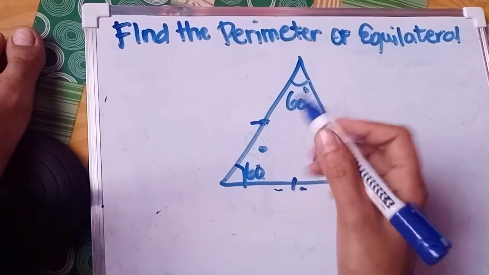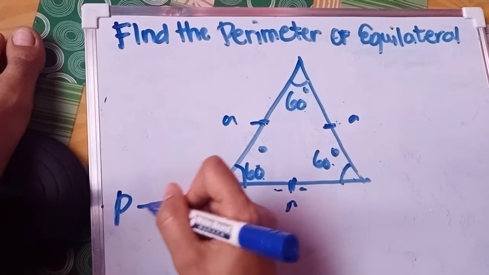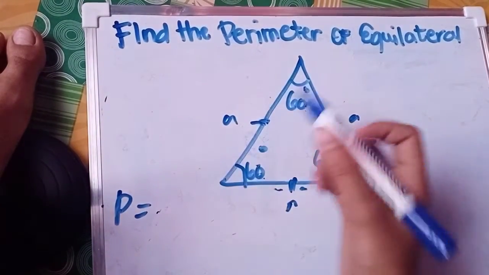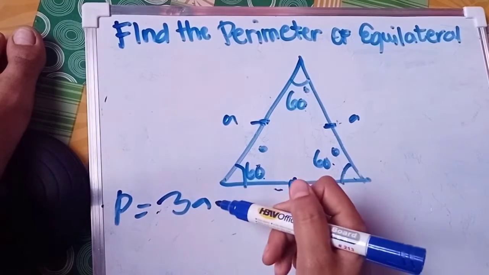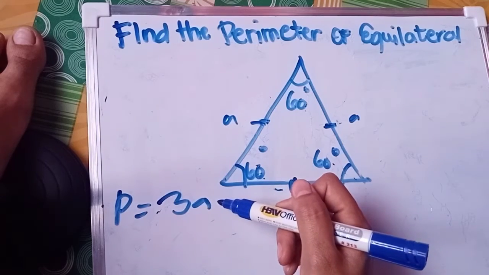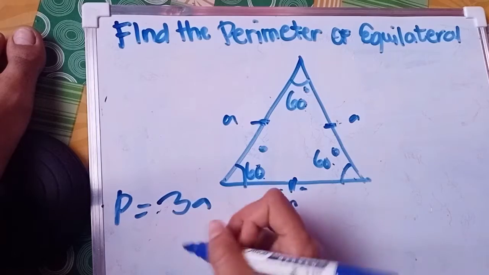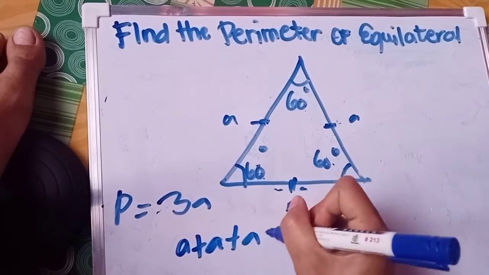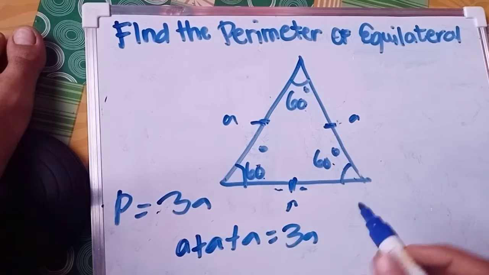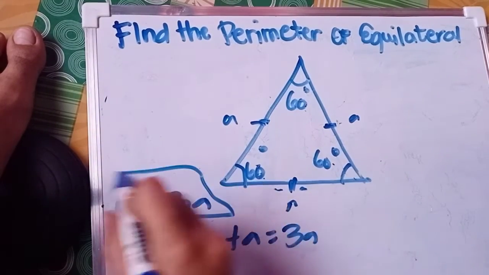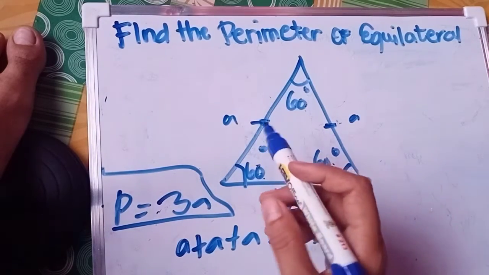So our three sides are equal, that is A and E. So in our formula for the perimeter of an equilateral triangle, that is 3E, where E represents one side of the triangle. Since all three sides of an equilateral triangle are equal, the sum becomes E plus E plus E equals 3E. So that is our formula for the perimeter of an equilateral triangle.